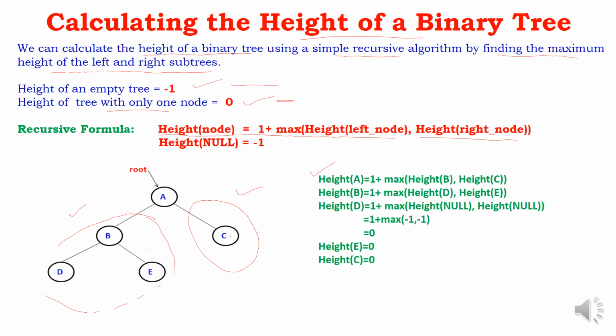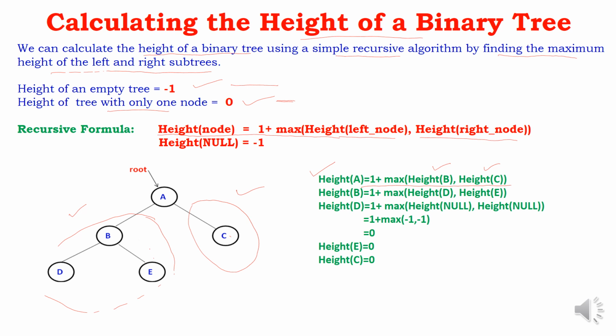Height of A is 1 plus the maximum of height of B, height of C, where B is the left subtree and C is the right subtree. We take either the height of B or the height of C, the largest value, so that the height of A becomes 1 plus the maximum of height of B comma height of C. As it is a recursive function, as we don't know the height of B, again we use the same recursive function to find the height of B.